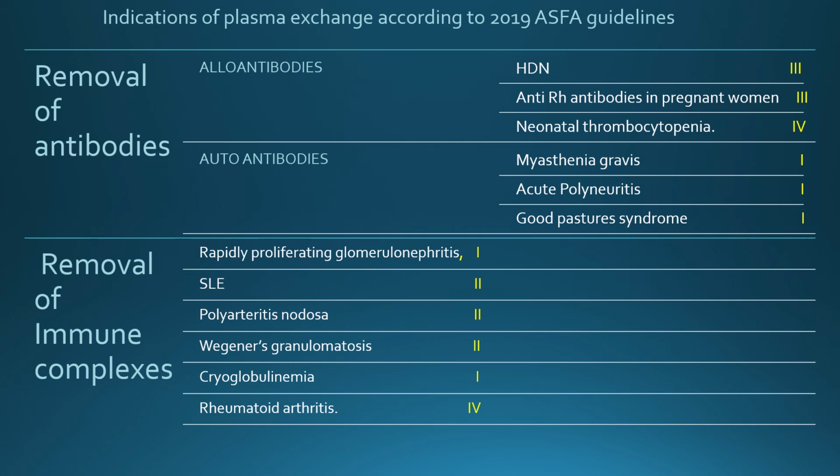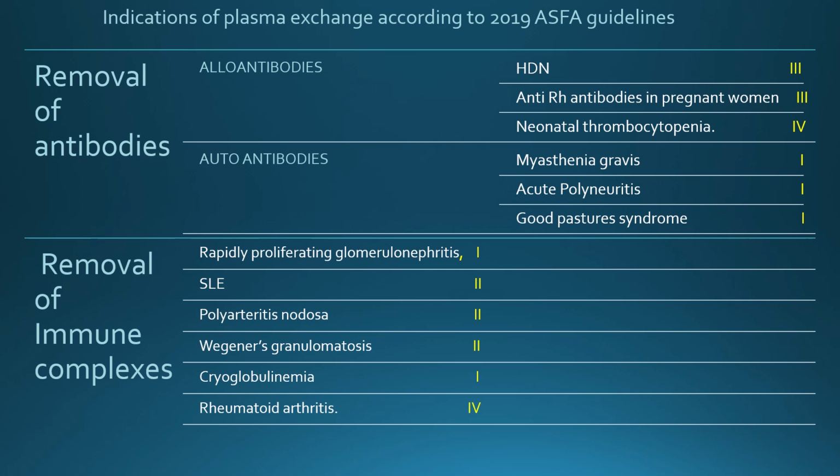If you are going with the anti-Rh antibodies in pregnant women, then it is again category 3. For neonatal thrombocytopenia, it is classified under category 4. For autoantibodies, Myasthenia Gravis, category 1. For acute polyneuritis, category 1. For Goodpasture syndrome, it is category 1.